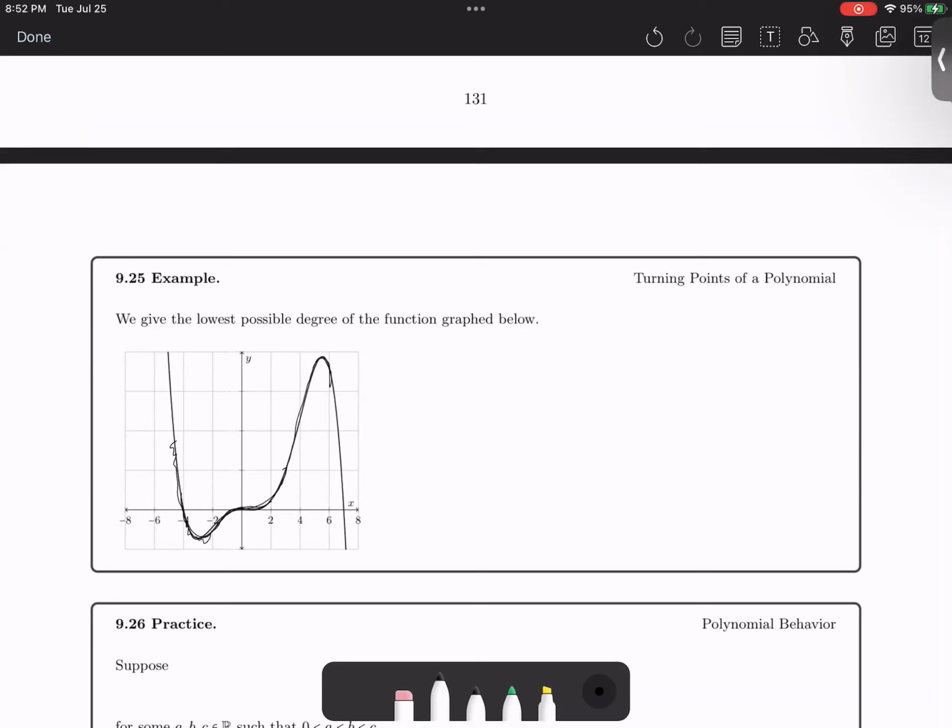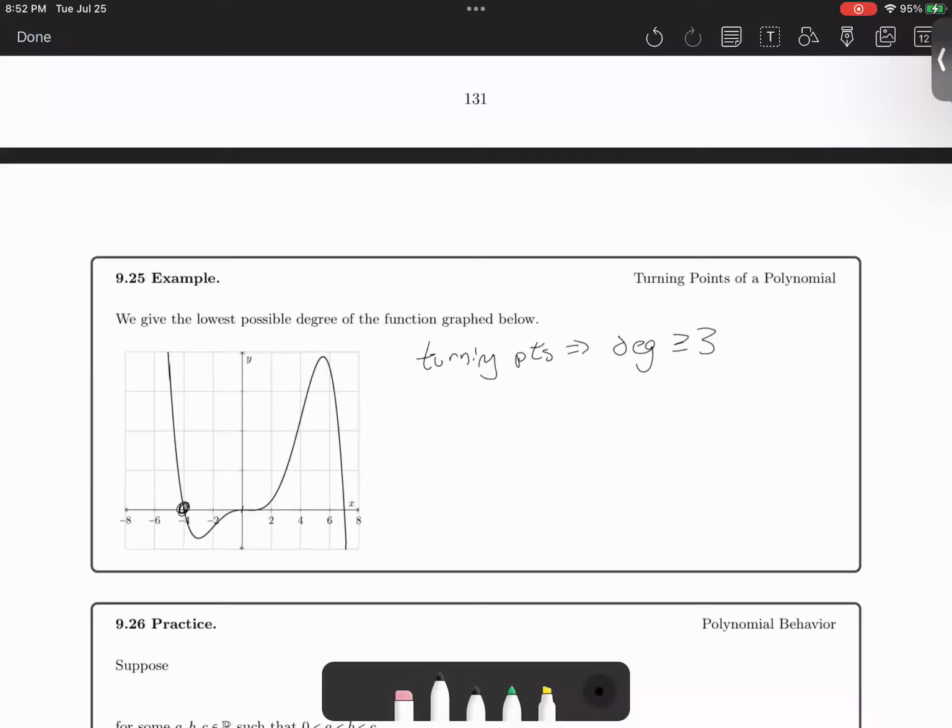and 1 turning point there. So even though I've only got 2 turning points, that means my degree has to be at least a degree 3 polynomial. But I can see that this is a little bit more complicated than a degree 3 polynomial, right?